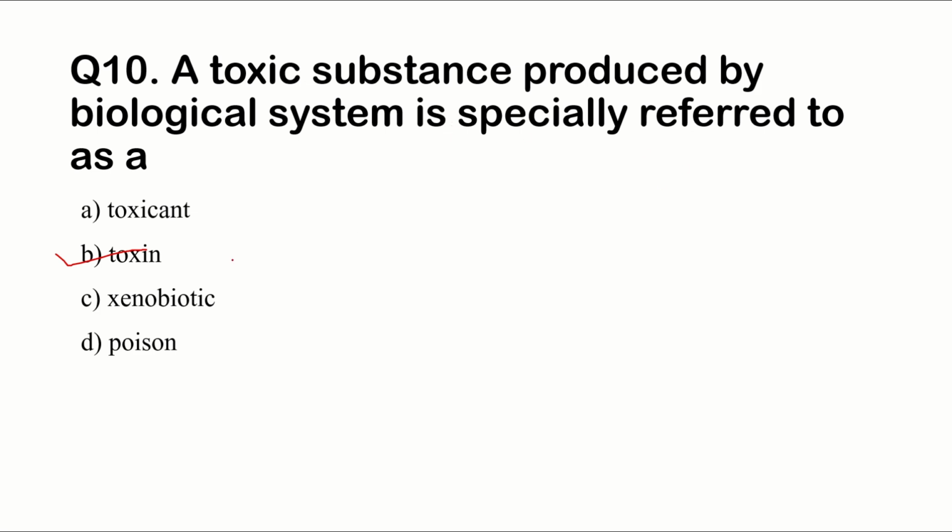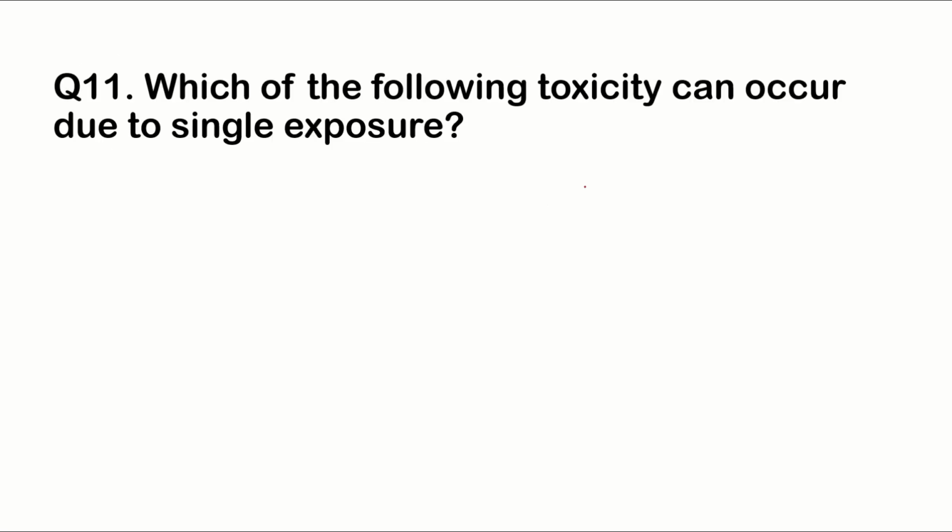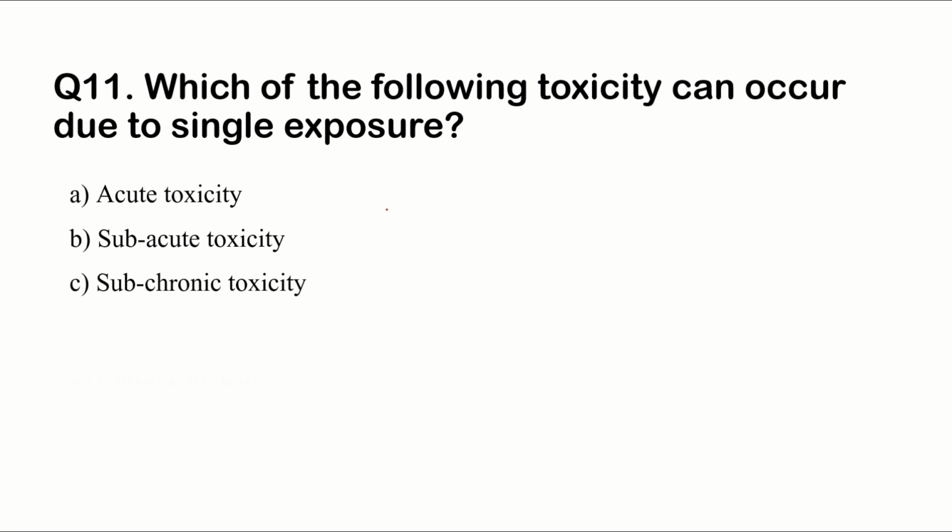Okay. So next question is, which of the following toxicities can occur due to a single exposure? As we know, there are types like acute toxicity, subacute toxicity, and chronic toxicity. They differ according to exposure and their effect. First option is acute toxicity, second subacute toxicity, third subchronic toxicity, and the last chronic toxicity. So for single exposure, it is acute toxicity. Right answer is A, acute toxicity.